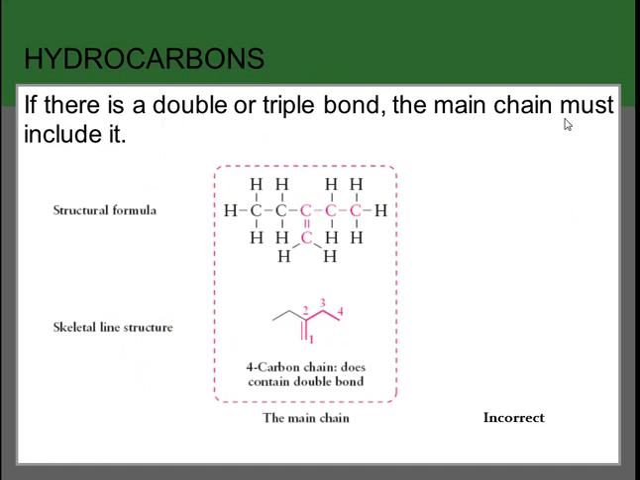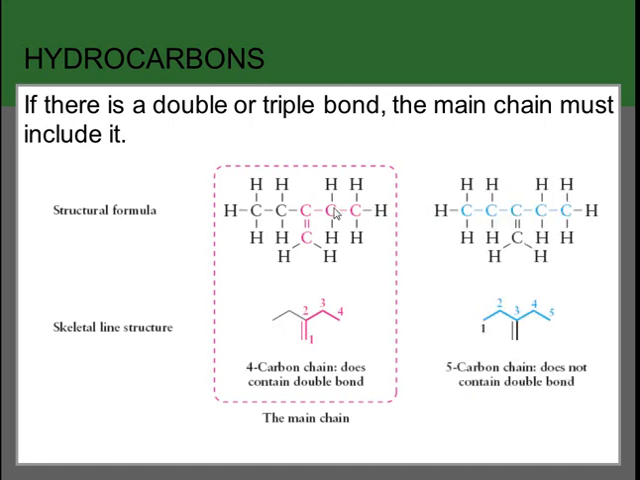If there's a double or triple bond, the main chain must include it, even if this results in not the longest possible carbon chain. So in this case, the best or the only main chain can be this 4 carbon chain because it includes the double bond, even though there's a 2 carbon chain here and we might have 5 carbons across. So this would be incorrect over here. It doesn't include the double bond. So we want to include the double bond. This is the correct way to number, even though it only has 4 carbons versus 5.